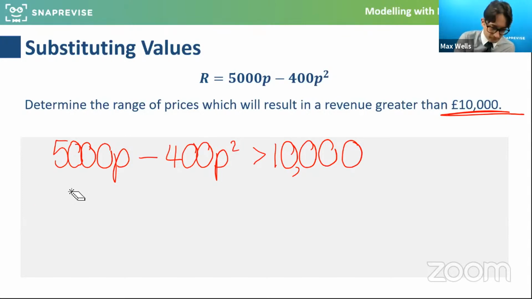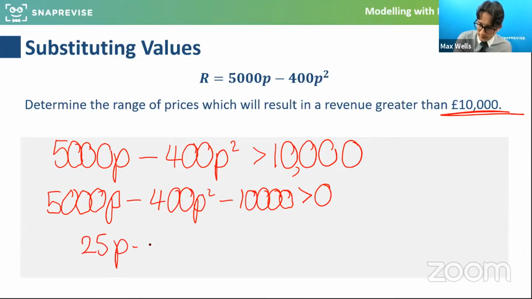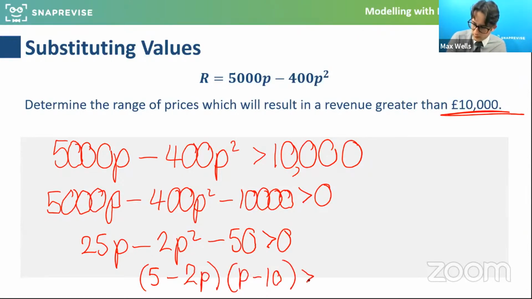Struggling to write here. Here we go. 5,000p minus 400p squared minus 10,000 greater than 0. As I said, your calculator's now solved that. You could divide this all through, simplify it to 25p minus 2p squared minus 50 greater than 0. This does actually factorize, and we would get it as (5 minus 2p)(p minus 10) greater than 0.